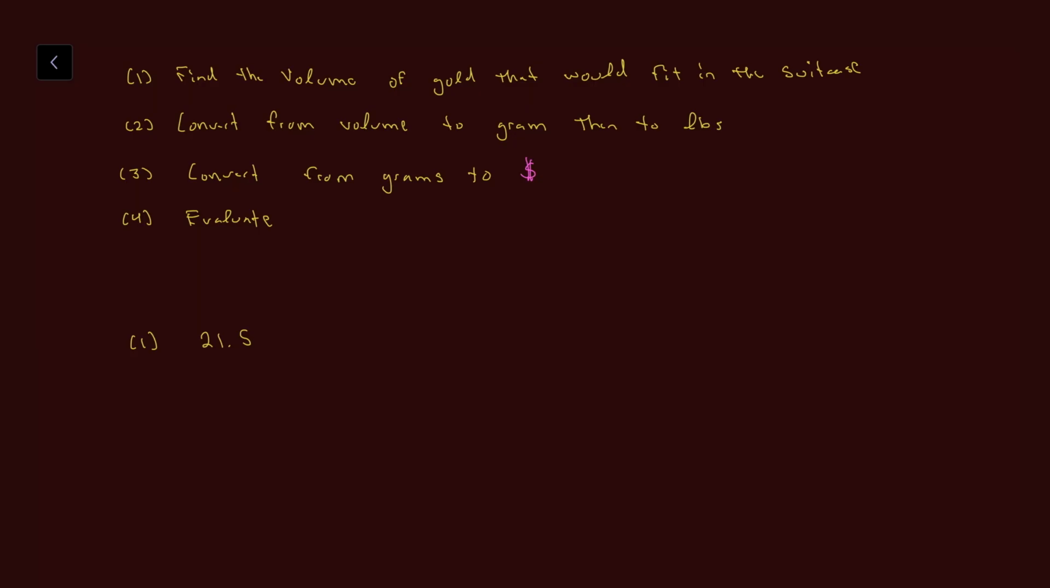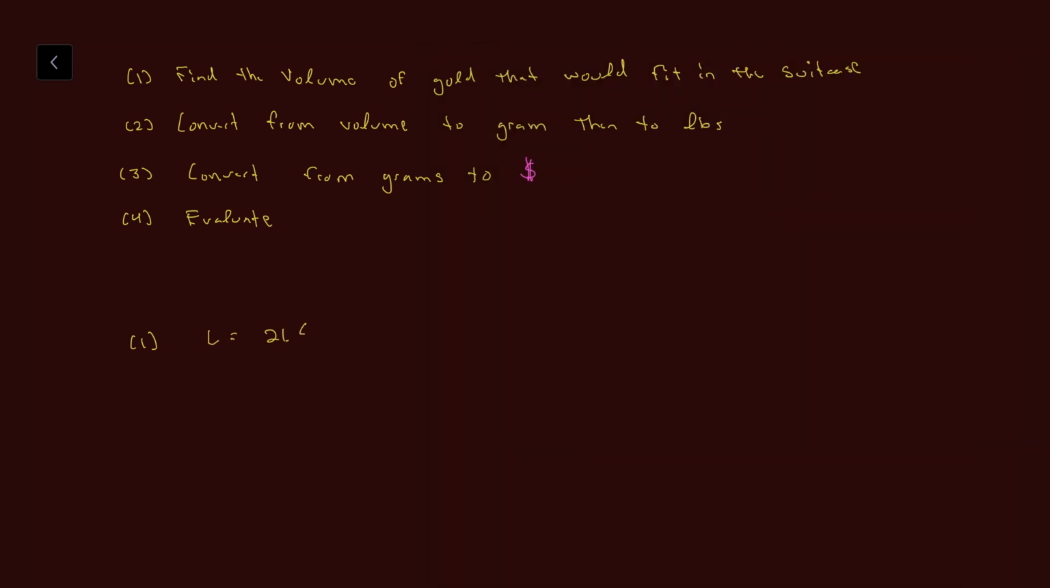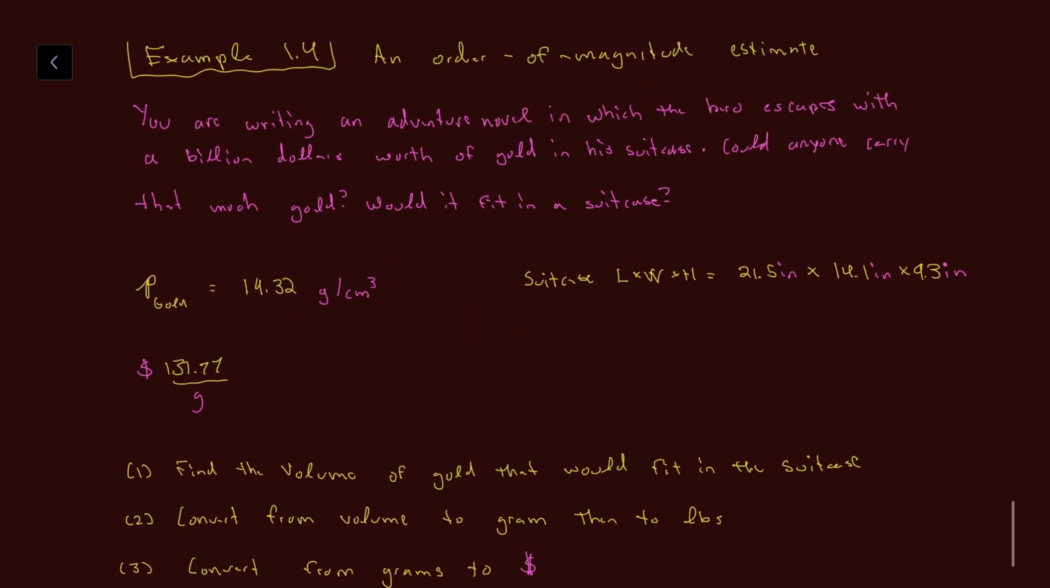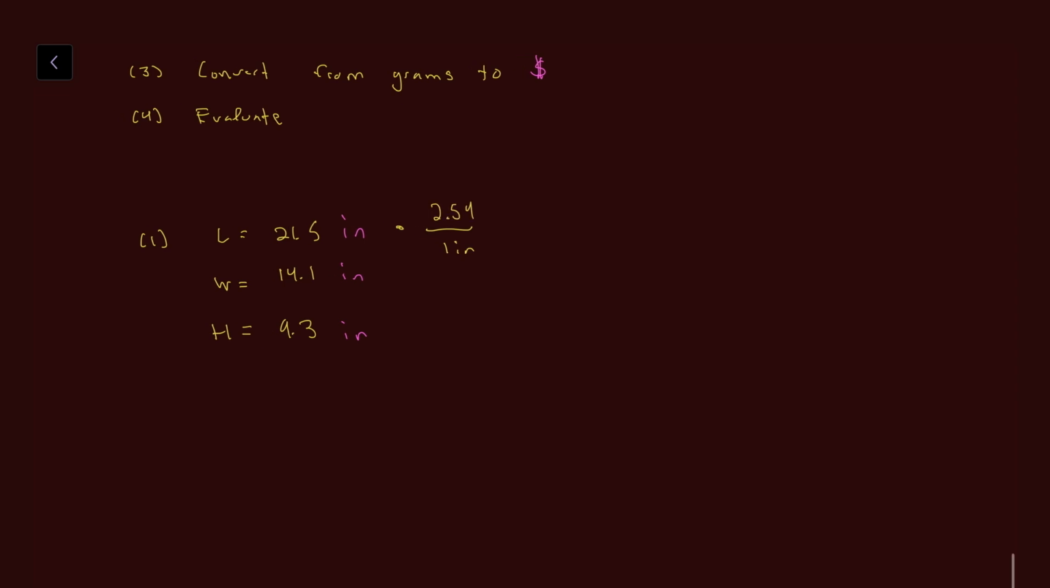So for our dimensions, we have the following numbers. Actually, let me write it down differently. Length is equal to 21.5, width is equal to 14.1, height is equal to 9.3, and these are all in inches. Now, if you paid attention, you'll see that our density is in centimeters cubed. So what I'm going to do is convert from inches into centimeters so that all of our work is dimensionally consistent with one another. And if you don't remember, 1 inch is equal to 2.54 centimeters.